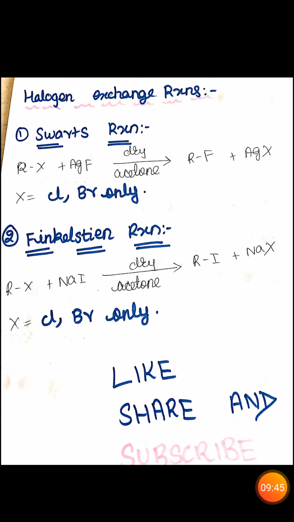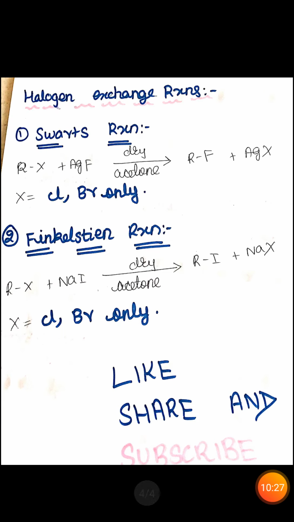Next, the Finkelstein reaction. Again, I take any alkyl halide. You can take ethyl halide, methyl, etc. I am adding sodium iodide, NaI, under dry acetone. It is giving me RI plus NaX. Many people forget to mention dry acetone whenever they write the Swarts reaction and Finkelstein reaction. Guys, don't do that. You will lose marks in your exams. One or 2 marks get cut if you don't mention the single word dry acetone. This is a very important reagent, without which the reaction cannot proceed further. Again, I have written X as chlorine or bromine only.